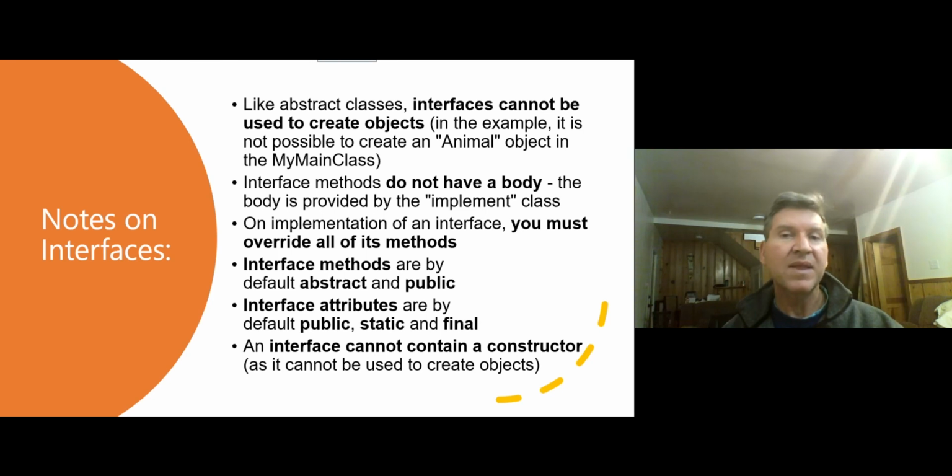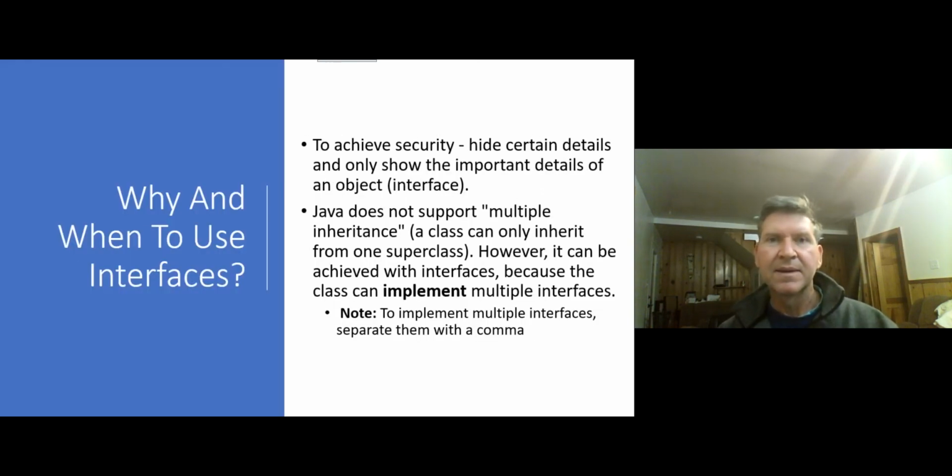The reason is that a constructor is used to create objects. And because an interface can't be implemented on its own as an object, it can't contain a constructor to build one. So why do we even bother? Why use an interface? It seems kind of trivial to define something with a bunch of methods and no details in there. Well, it helps to achieve security.